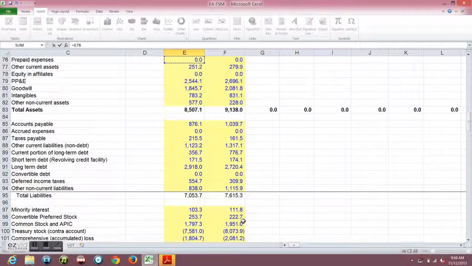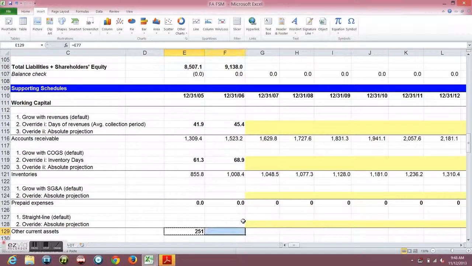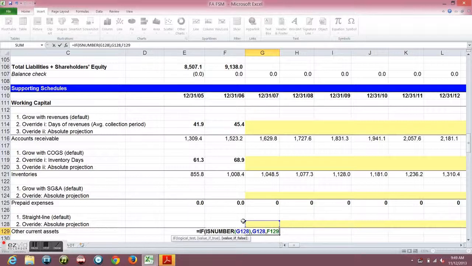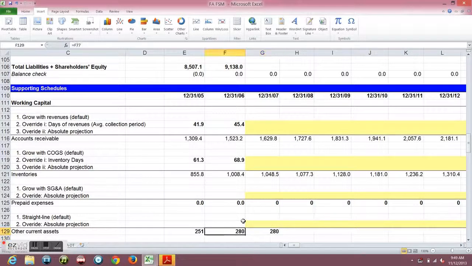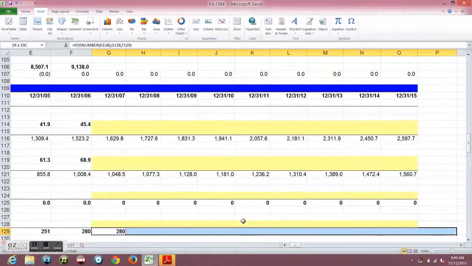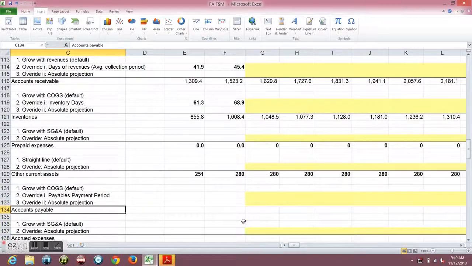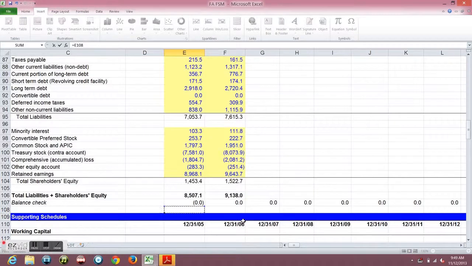Now we're going to go into our other current assets. So that's going to be over here, not other non-current, but other current. Copy, enter. Now this is another easy one. So we're going to do IF ISNUMBER. If there's our absolute projection, we're going to use our absolute projection. If that's not the case, we're going to straight line. What straight line means is essentially we take our previous number and that's it. So that's what we're doing right here. We're straight lining it if that's not the case. Here we go.